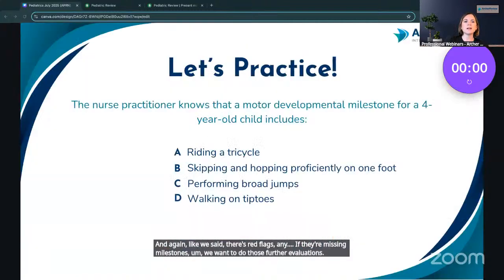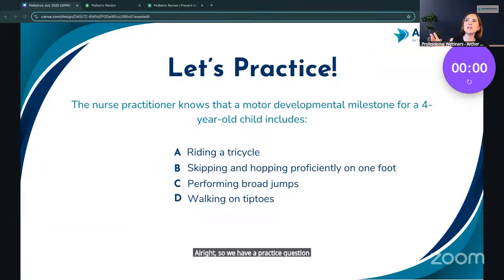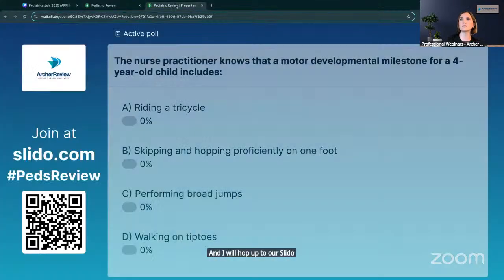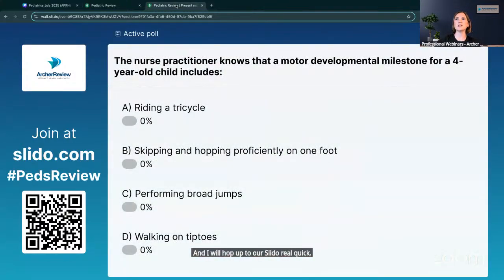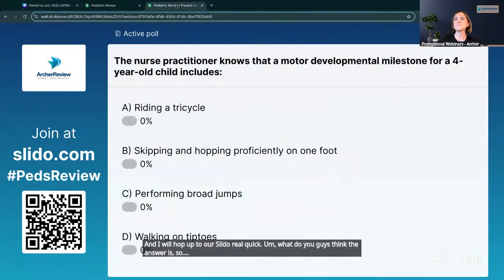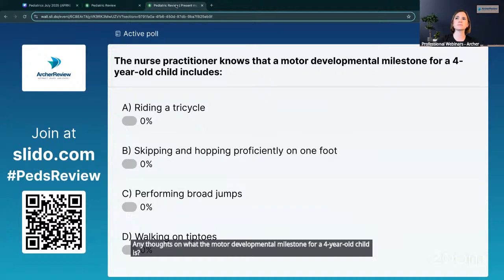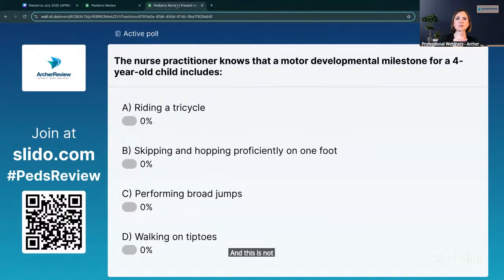All right, so we have a practice question. An NP knows that a motor developmental milestone for a 4-year-old child includes... and I will hop up to our Slido real quick. What do you guys think the answer is? Any thoughts on what the motor developmental milestone for a 4-year-old child is? And this is not select all that apply, this is just one answer.